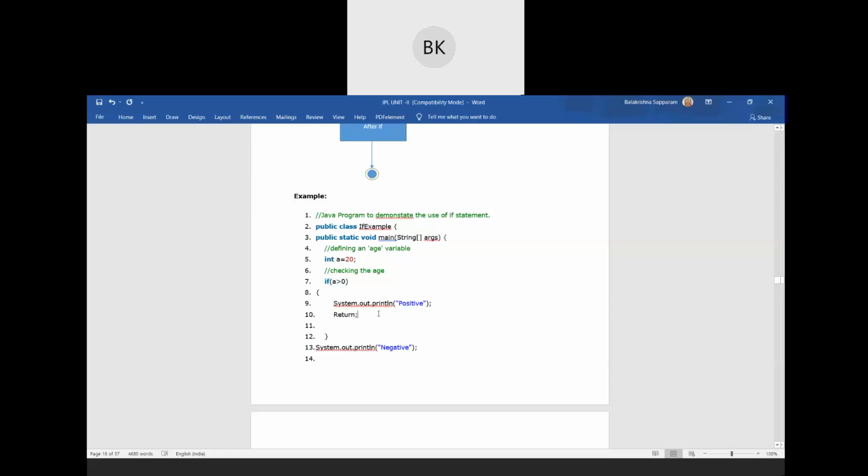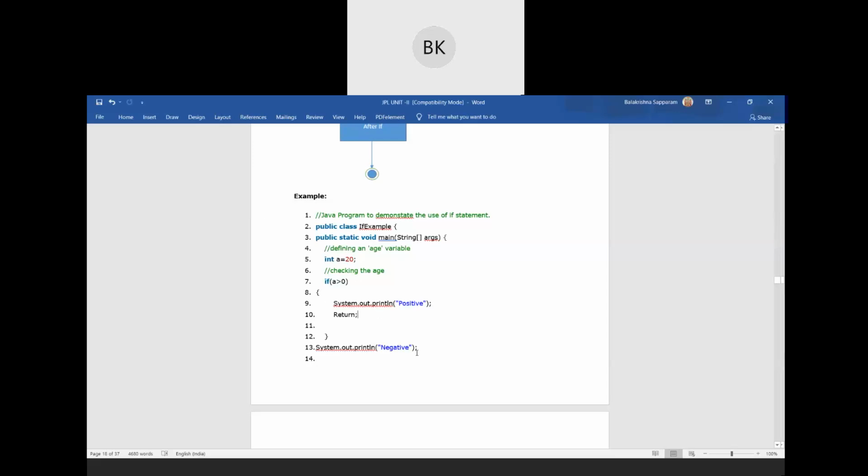Your program will be finished. At 4 o'clock, every student will move from the classroom to their homes. That is called return. Break is different. Return means your program, your classwork, has finished. On the day your classwork has finished, that is called return.